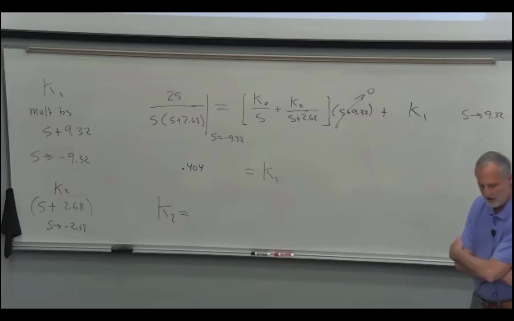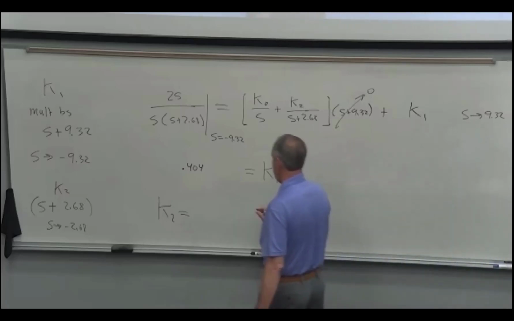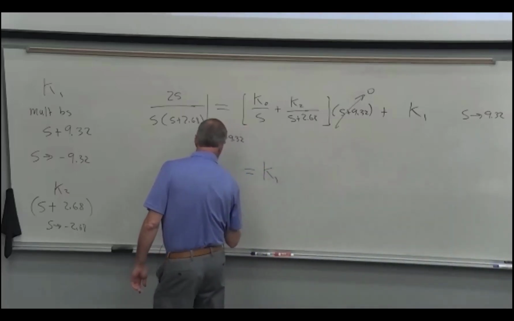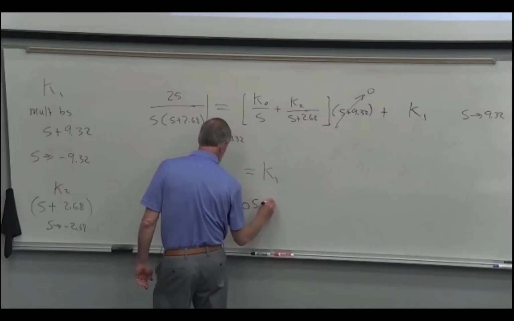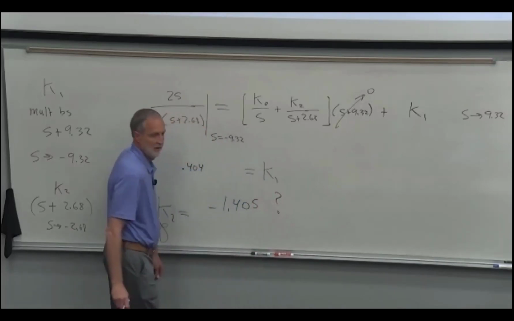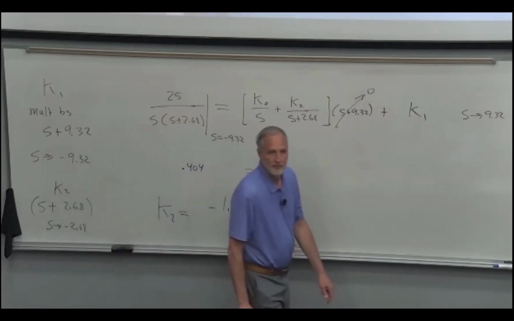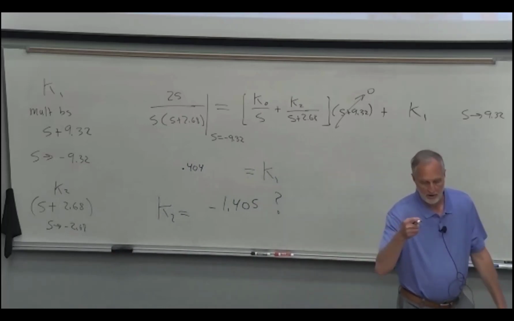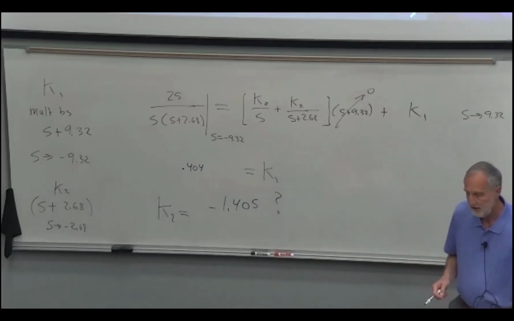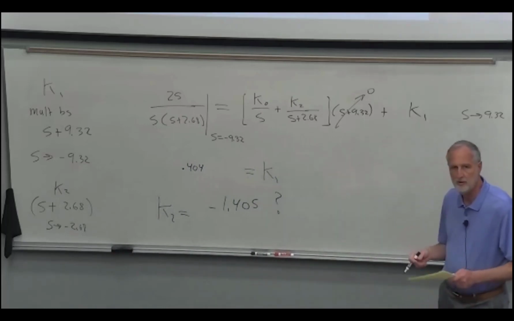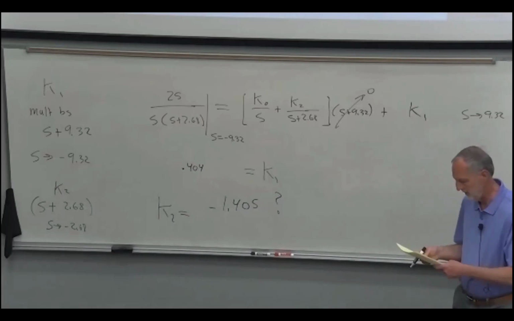Somebody on Zoom has minus 1.405. Anybody else? You got that? Some people here have gotten that? Yeah, that's right. I got 1.404, but I must have rounded something differently.